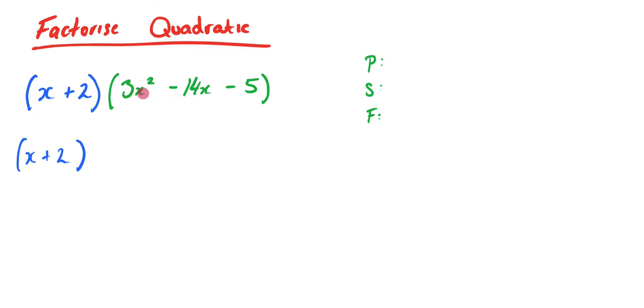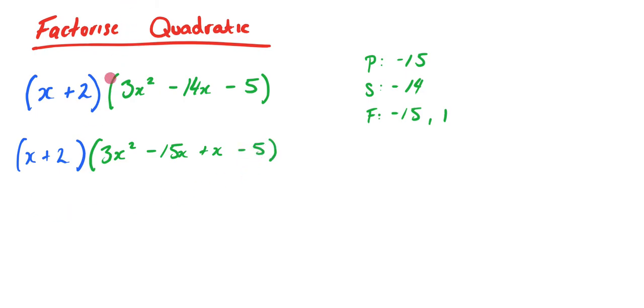So the product is going to be 3 times negative 5. So that's going to be negative 15. Our sum is going to be negative 14. So therefore our factors are going to be negative 15 and 1, because negative 15 times 1 is negative 15, and negative 15 plus 1 is negative 14. So now I can rewrite this as 3x squared minus 15x plus x minus 5.